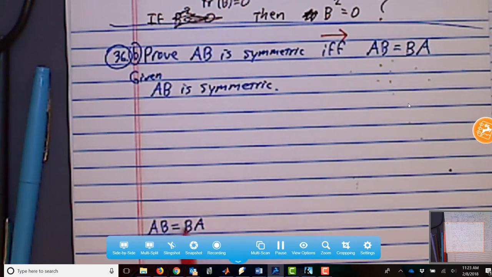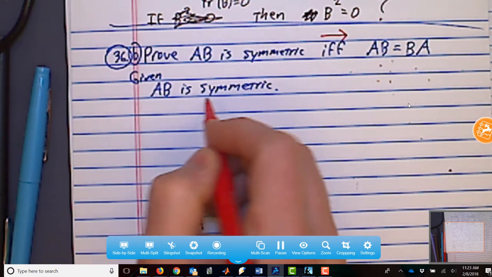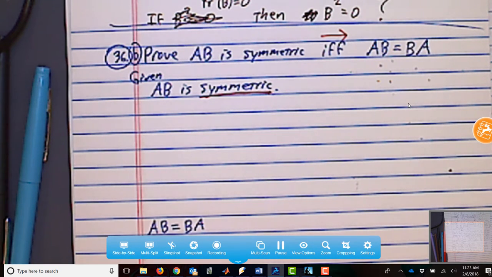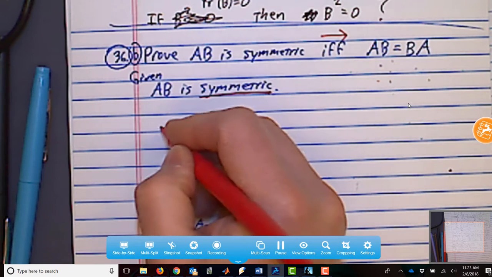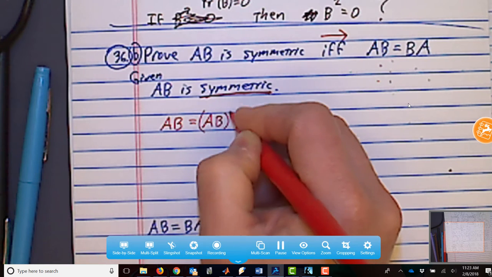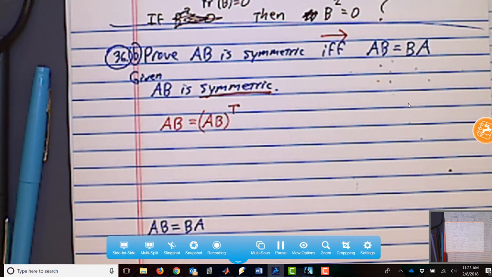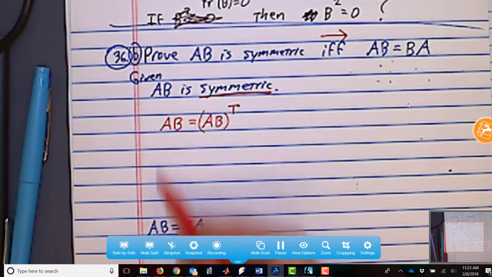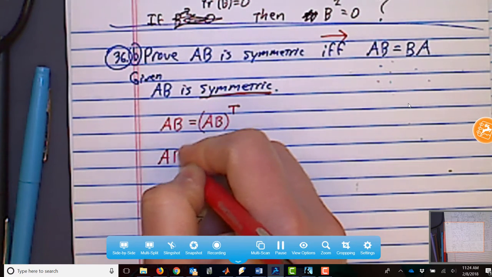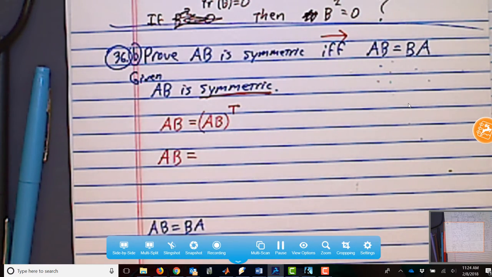This is already an equation at the bottom, but the top is not. But what's the definition of symmetric? AB equals its transpose. Yeah. So I'm going to write down AB equals AB transpose. And that's actually cool because I already have the left-hand side of the equation done. So now I guess the next question is, can I go any farther? Can I work on the right-hand side? Can I simplify somehow, right?